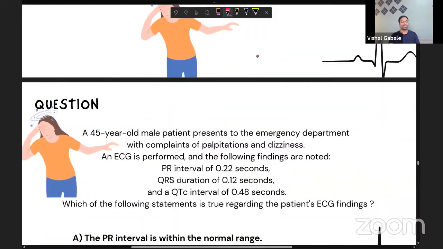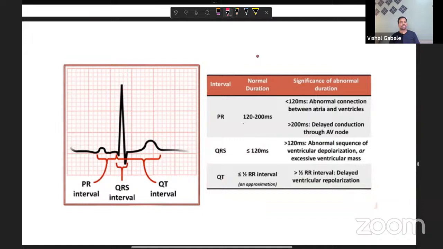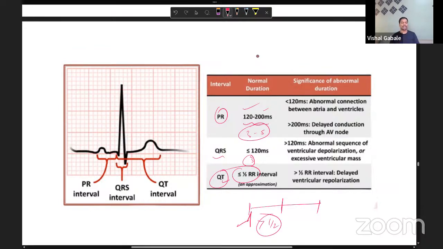So this is again one MCQ about the normal values of each interval. PR interval 120 to 200 ms, that is 3 to 5 boxes. QRS 3 boxes. QT interval, we already know, should be less than half of the RR interval. If it is more than half of the RR interval, then it is QT prolonged. If QT is normal, then it should be less than half of the RR interval. I explained that the other day.